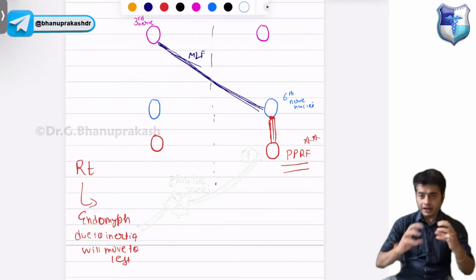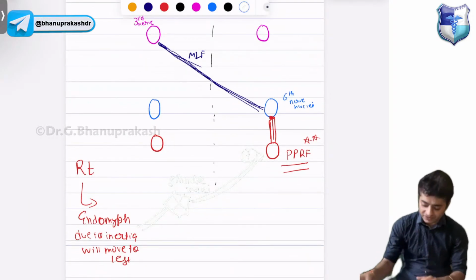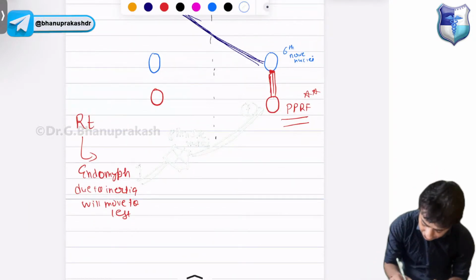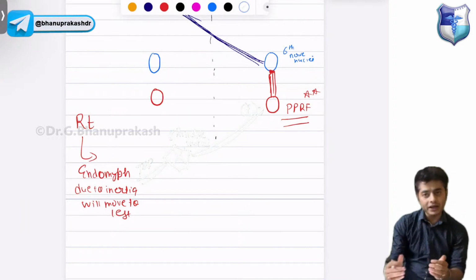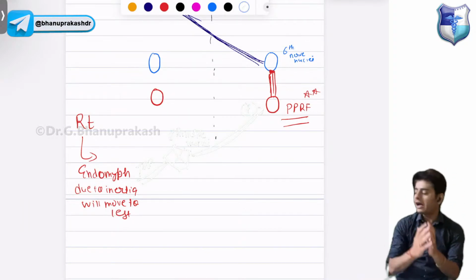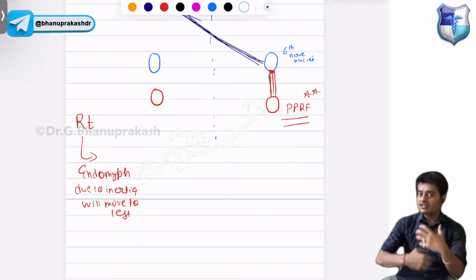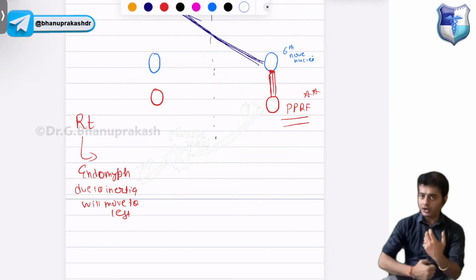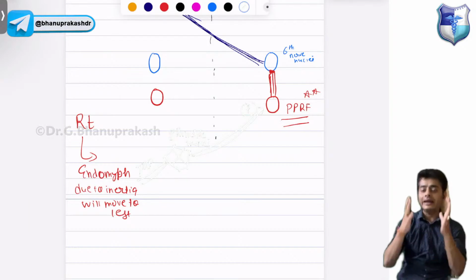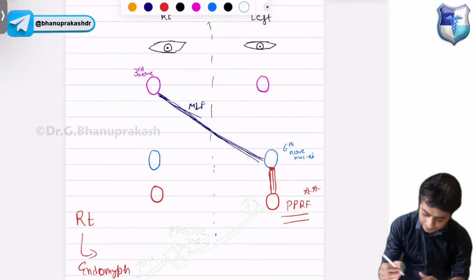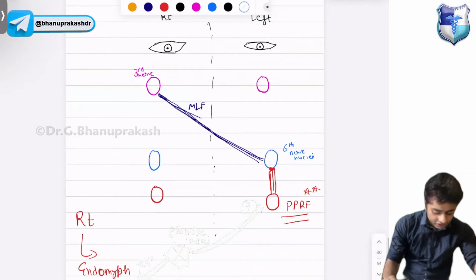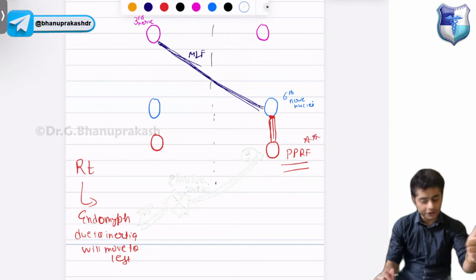And when this endolymph moves to left side, there is an increase in action potential and it stimulates the same side vestibular nuclei. So if I am moving my head to right, due to movement of endolymph to left side, there is generation of action potential, and this action potential is leading to stimulation of the eighth nerve nuclei on the right side.